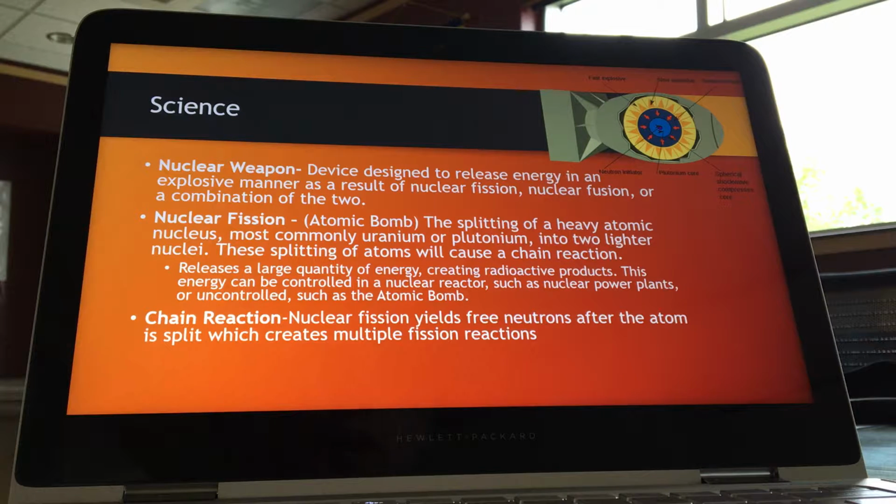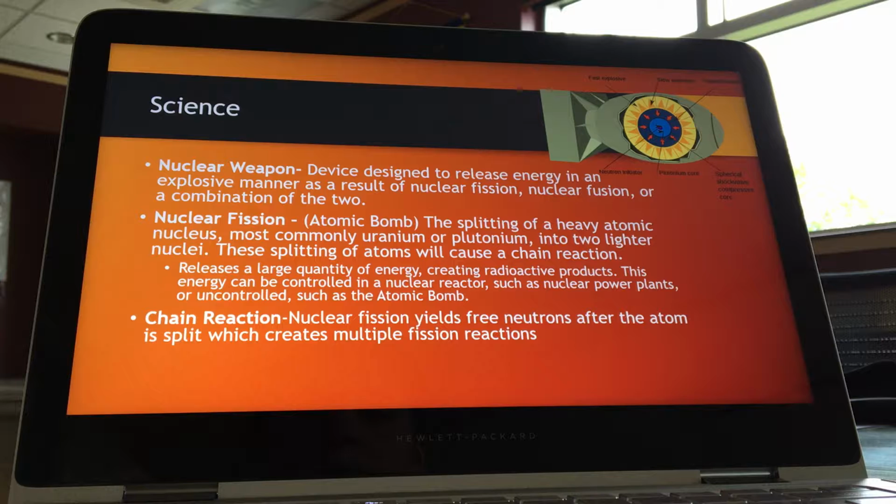Okay, so the science behind nuclear war or weaponry is a little confusing, but the overall idea makes a lot of sense. A nuclear weapon is defined as a device designed to release energy in an explosive manner as a result of nuclear fission, nuclear fusion, or a combination of the two. Nuclear fission, which essentially created the atomic bomb, is the splitting of a heavy atomic nucleus, most commonly uranium or plutonium, into two lighter nuclei.